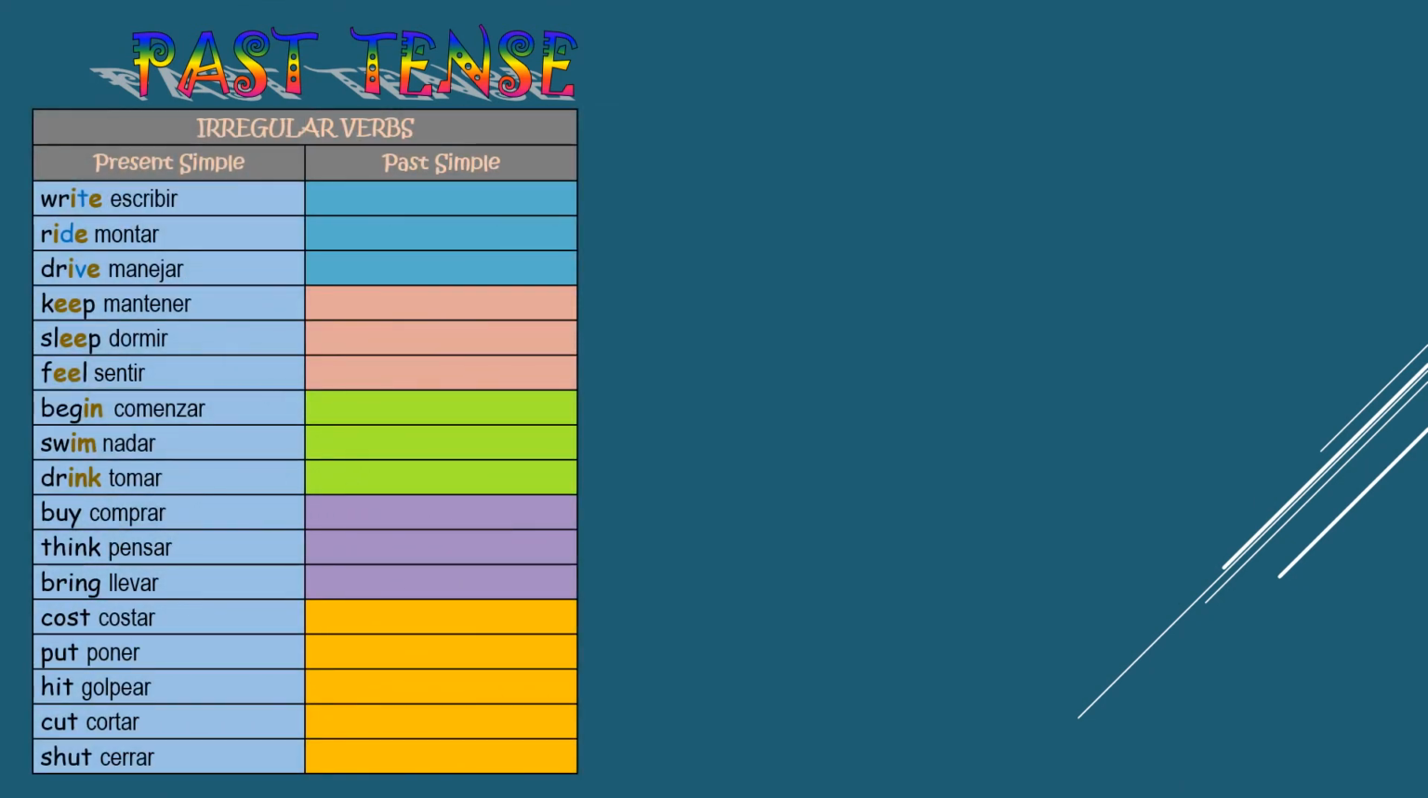Irregular verbs. In the first column, we have in simple present form, ride, drive, keep, sleep, feel, begin, swim, drink, buy, think, bring, and another group, cause, put, hit, cut, and shoot. In this part, I am going to show how to recognize which verbs belong to a specific group in past simple and irregular verbs.